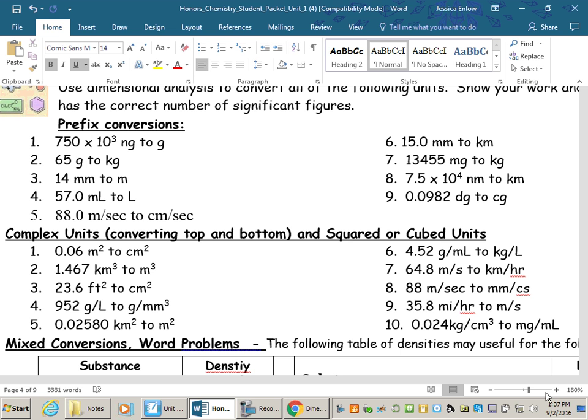Because there's not 10 to the 9 grams in 1 nanogram. So I'm gonna go grab... There's 10 to the 9 nanograms. You determine, right? So the nanogram on the bottom.